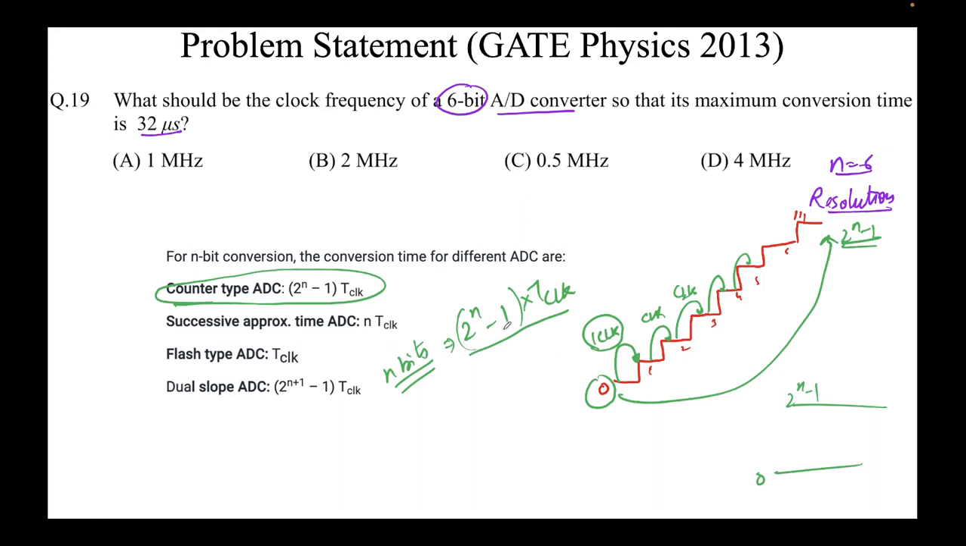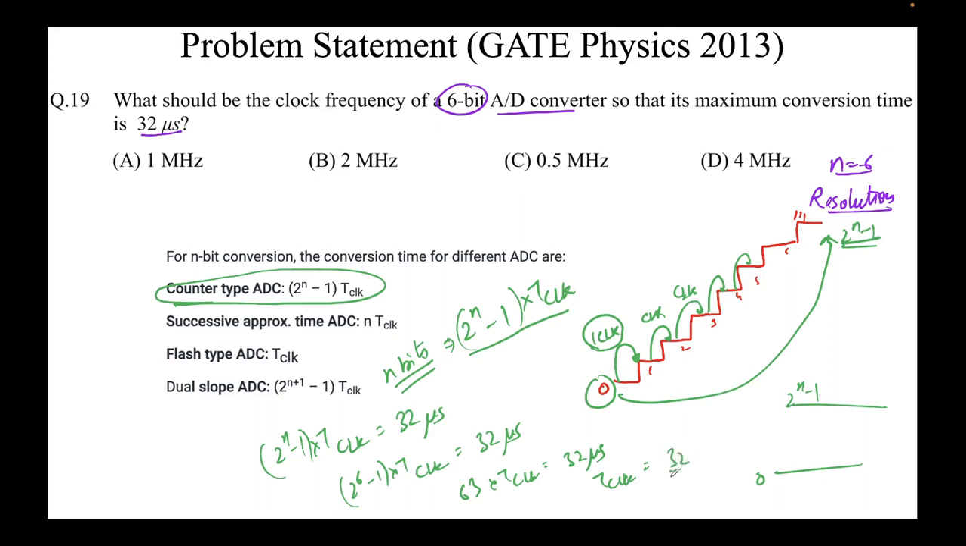You will take 2 to the power n minus 1 times t clock. This is given in this question as 32 microseconds. n is also given, n is 6. So we get 2 to the power 6 minus 1 times t clock equal to 32 microseconds. 2 to the power 6 is 64, minus 1 is 63. 63 times t clock equals 32 microseconds, and this implies t clock equals 32 by 63 microseconds, which is approximately equal to 0.5 microseconds.